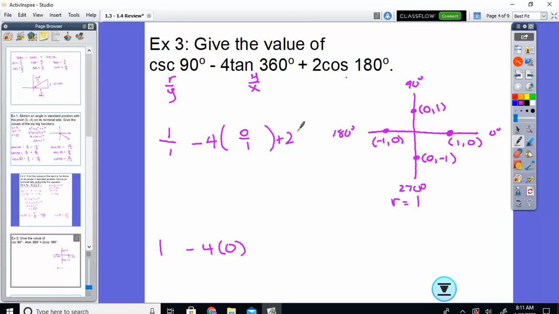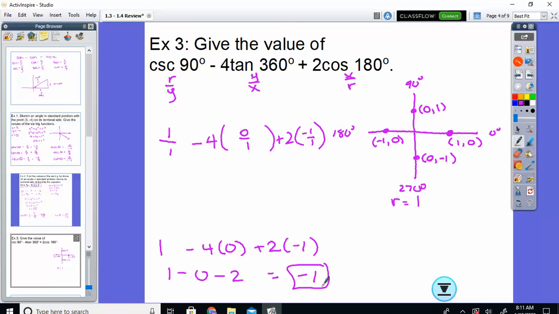Okay, what plus 2 times the cosine of 180? What is the definition of cosine? X over r. So at 180, my x is -1, r is 1, -1 divided by 1 is -1. So then we have 1 minus 0 minus 2, which gives me -1. So I could ask you to evaluate those quadrantal angles.